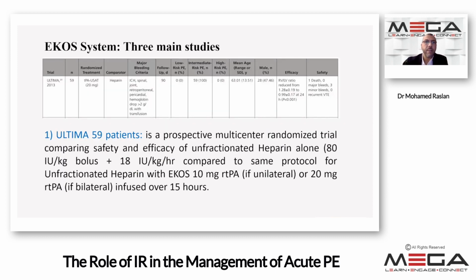So we have 3 studies performed for this EKOS. The first is the ULTIMA study, which was done in 2013 over 59 patients. It's a prospective multi-center randomized trial comparing the safety and efficacy of unfractionated heparin alone, 80 international units per kg bolus and 18 international units per kg per hour, compared to the same protocol for unfractionated heparin with EKOS, 10 mg rtPA if unilateral and 20 mg rtPA if bilateral, infused over 15 hours.